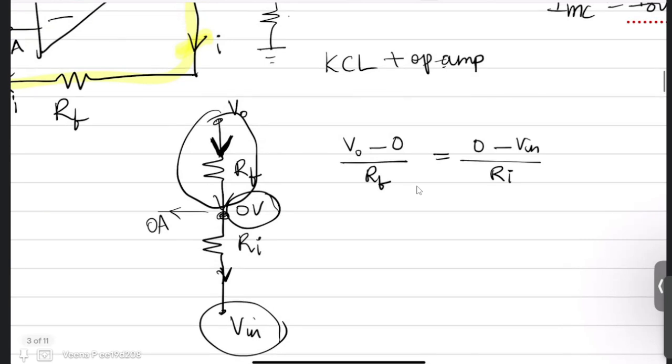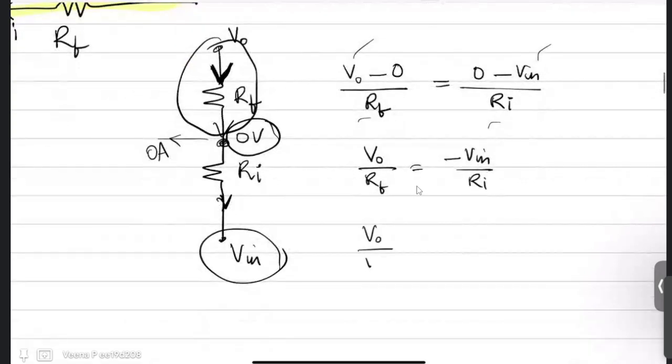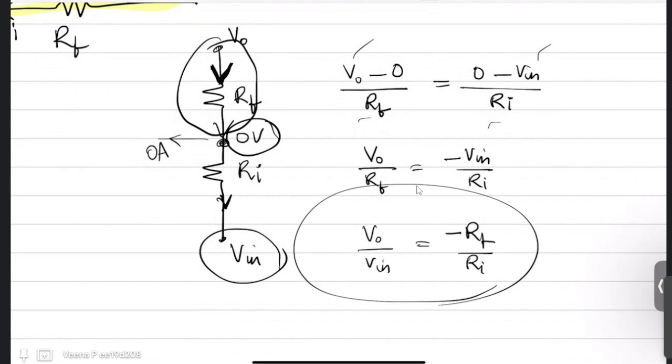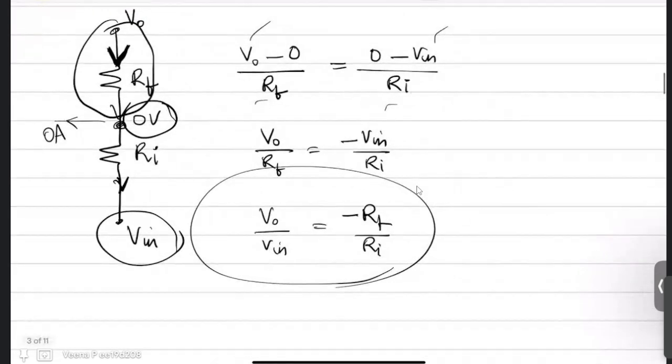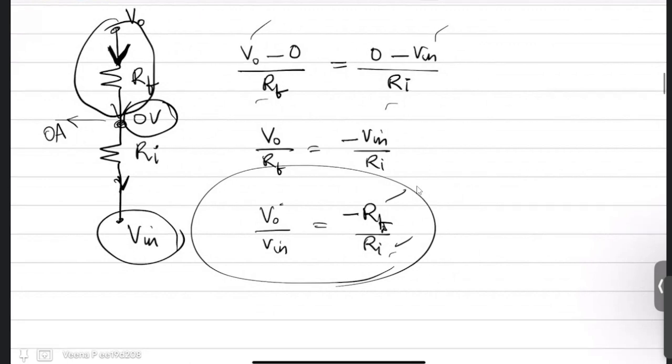So you have an equation which relates your output voltage and input voltage with just the feedback as well as input resistances. So now V naught by Rf is equal to minus V in by Ri, or your output by input, which is called the gain of the system, is given by minus Rf by Ri. In your previous case, you didn't have any control over your output, but here you can vary your feedback resistance or input resistance, and you can vary your output in terms of your input. So this is your inverting op-amp.